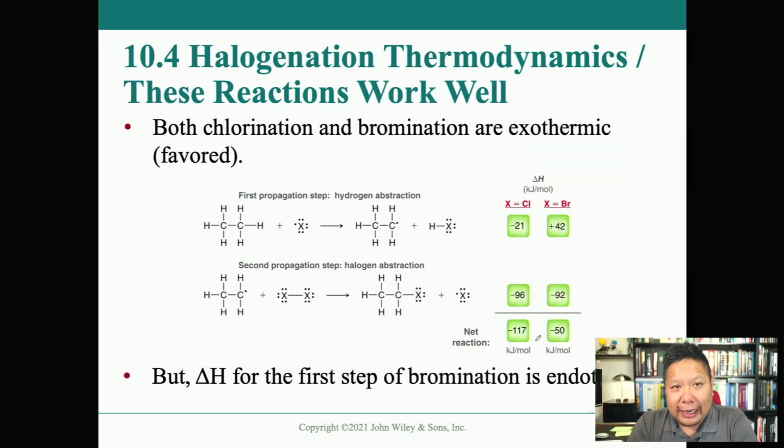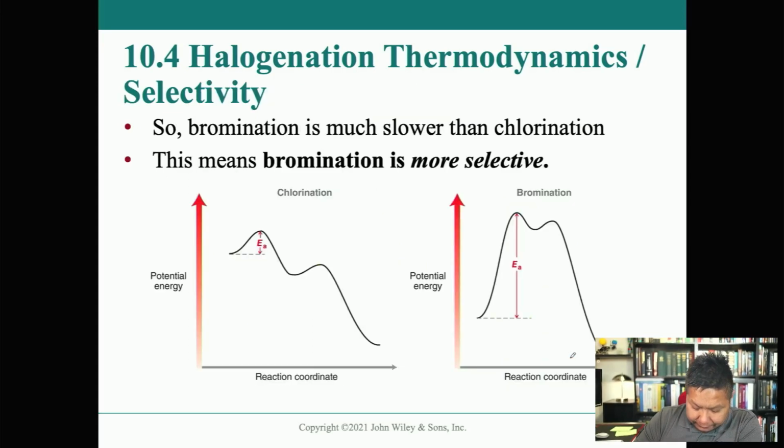Okay. So interestingly enough, though, the first step of the propagation, here where we do the hydrogen abstraction, it's actually going to be a positive delta H, and it's endothermic for the bromine, okay, but it's still exothermic for the chlorine. But overall, though, in the net reaction, both are definitely exothermic. And that actually has implications on the reaction coordinate diagram, right?